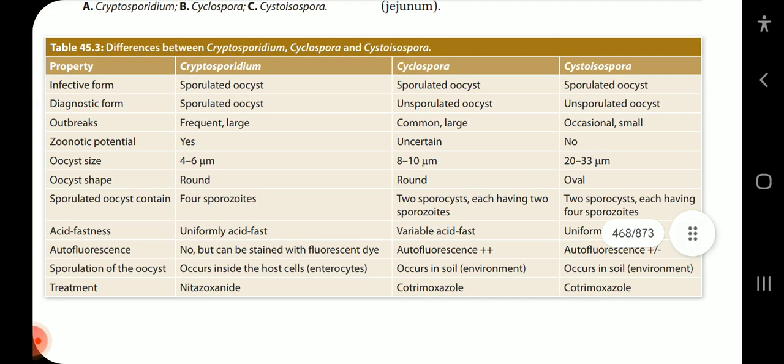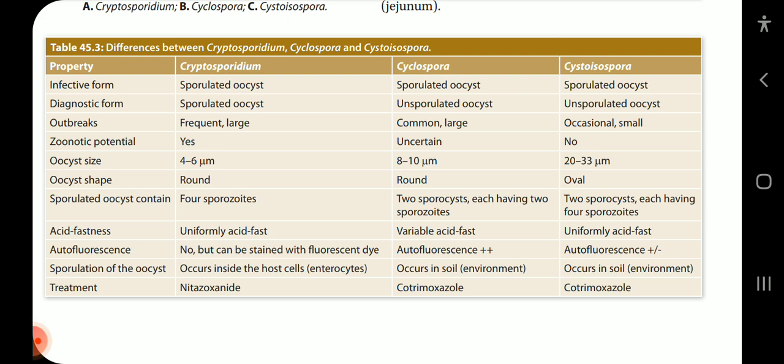First, let us see the differences between Cryptosporidium, Cyclospora and Cystoisospora. The infective form in Cryptosporidium is the sporulated oocyst, and in Cyclospora and Cystoisospora also it is the sporulated oocyst only. The diagnostic form is the sporulated oocyst in Cryptosporidium, and the unsporulated oocyst in Cyclospora and Cystoisospora. Outbreaks: frequent and large outbreaks of Cryptosporidium are seen, while common large outbreaks of Cyclospora and occasional small outbreaks of Cystoisospora are seen. Zoonotic potential: Cryptosporidium yes, Cyclospora uncertain, Cystoisospora no.